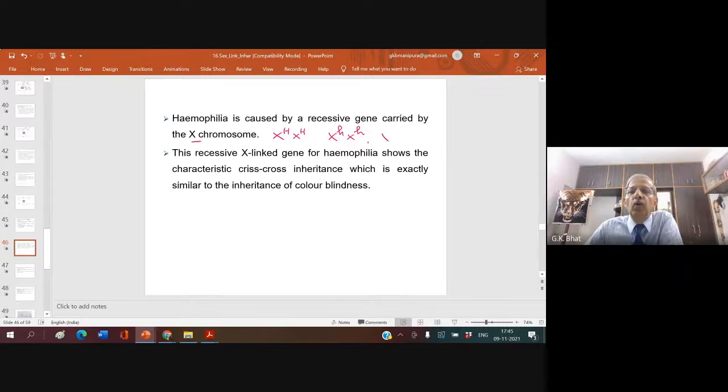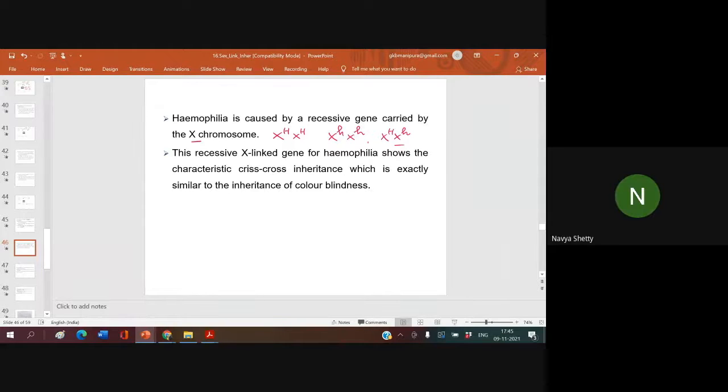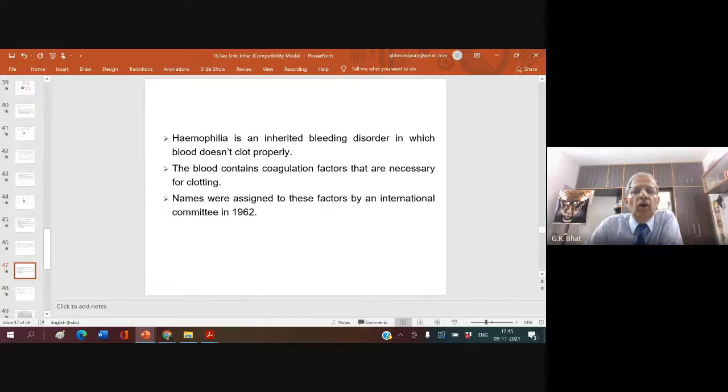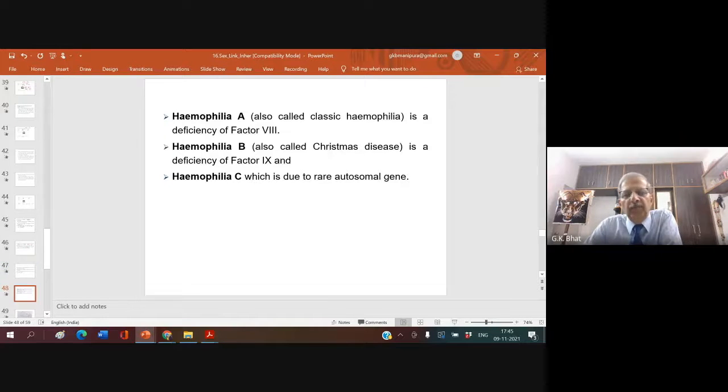And who is this? Carrier woman. This recessive X-linked gene for hemophilia shows the characteristic of crisscross inheritance. It is mother to son, father to daughter. Right. Hemophilia is actually of three types.